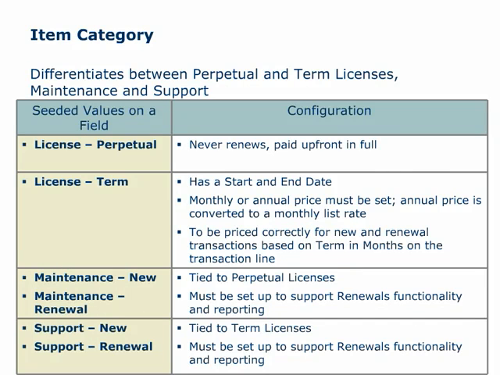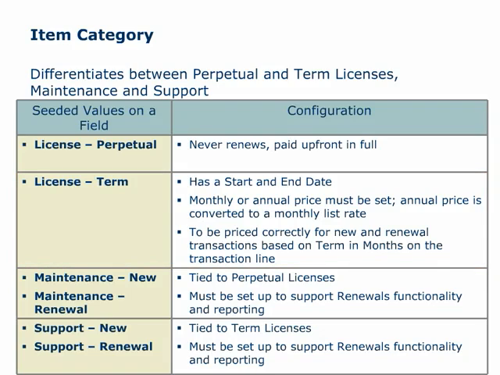The item category field differentiates between a perpetual license and a term license, maintenance, and support. Perpetual licenses are commonly paid in full upfront and never renew. Term licenses have a start and end date and need to be defined. A monthly or annual price must be assigned to the term item. The annual price will be converted to a monthly list rate on the sales transaction and stored on the install-based record as a monthly rate. This ensures that new and renewal transactions are priced correctly.